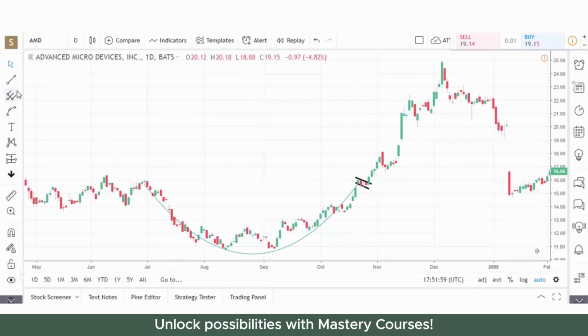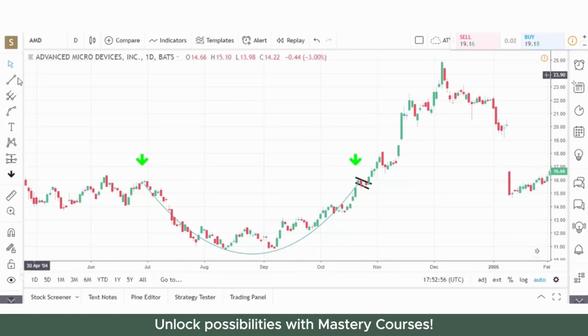The beginning of our cup is here. We have a pullback, and I've drawn a curve so we can see what the cup pattern looks like. The second lip of our cup is here. Then we have a slight pullback in a flag pattern. And ideally, we would want the handle to come a little bit lower into the cup, but the psychology is the same.